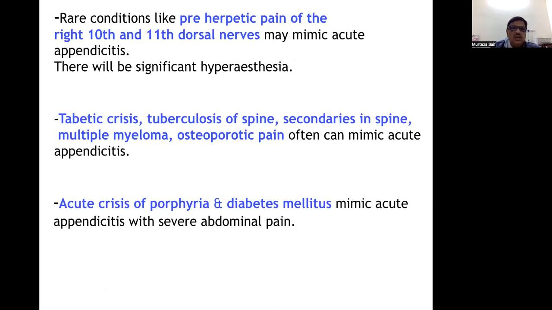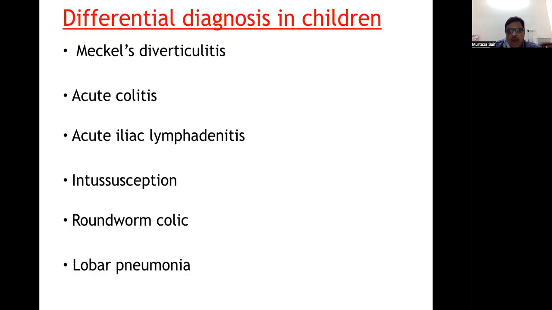Rare conditions like irritation of the dorsal nerves of the right 10th and 11th ribs may mimic acute appendicitis. There will be significant hyperesthesia. Tabes crisis, tuberculosis of the spine, secondaries in the spine, multiple myeloma, and osteoporotic pain can often mimic acute appendicitis. Acute crisis of porphyria and diabetes mellitus can mimic acute appendicitis with severe abdominal pain.